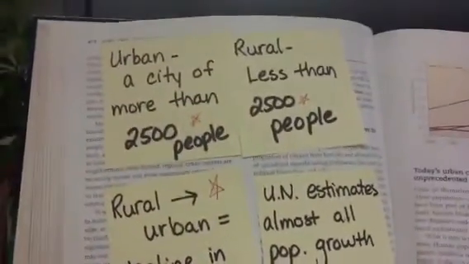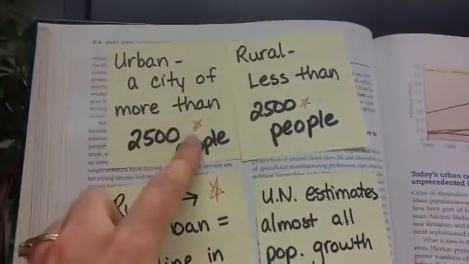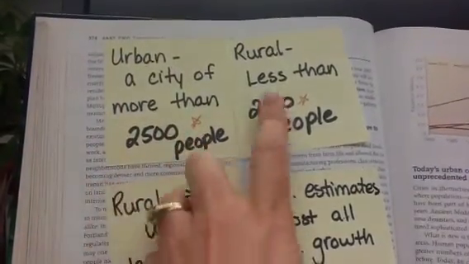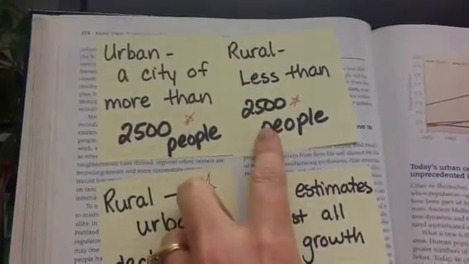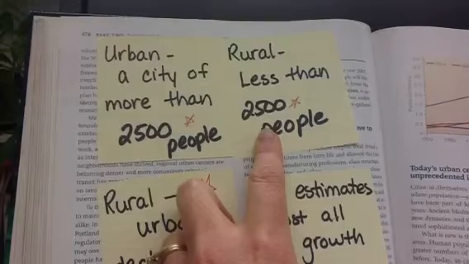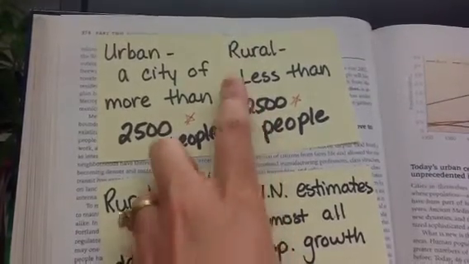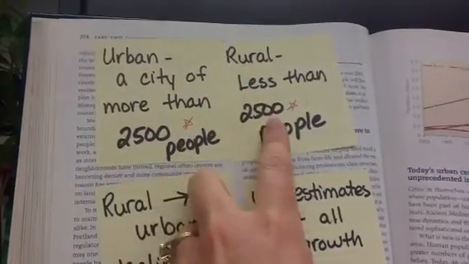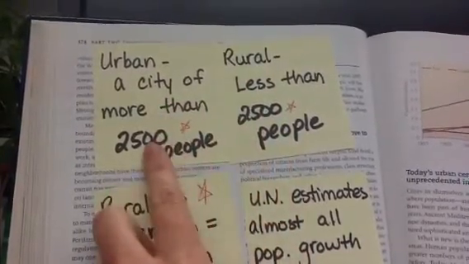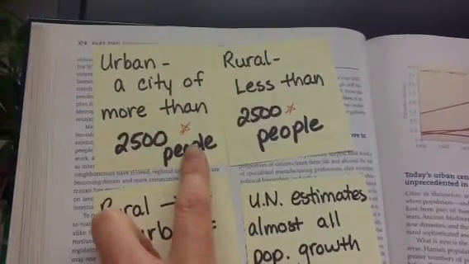All right, so the definition of urban is a city that has more than 2,500 people, and rural is an area that has less than 2,500 people. Now, it might be considered a city if your city had 1,000 people. It's still a city, but we call it rural. So rural America are areas of less than 2,500 people. Urban is more than 2,500 people. So Santa Clarita Valley is urban.